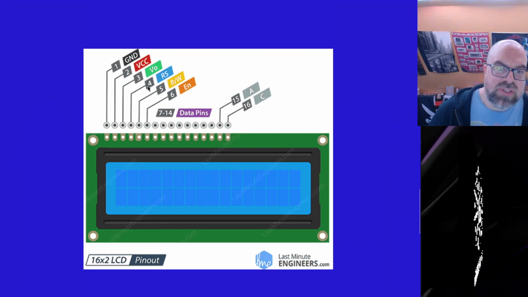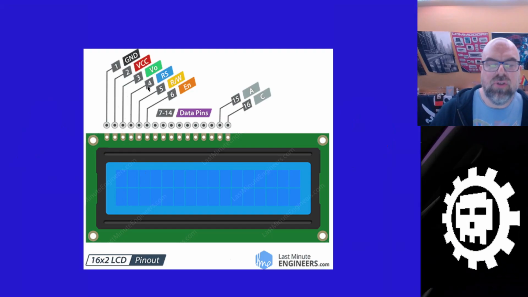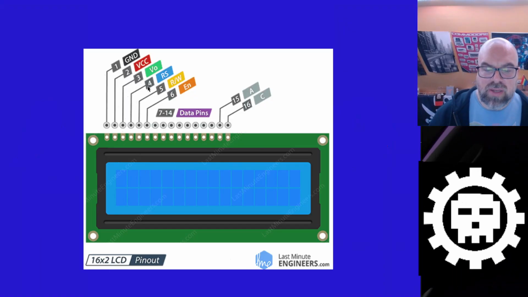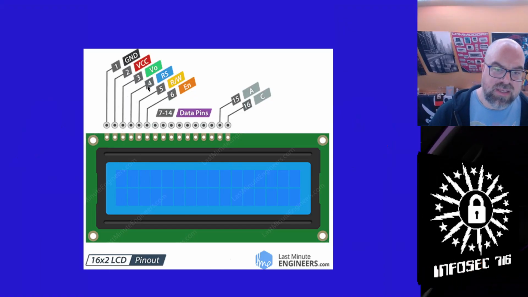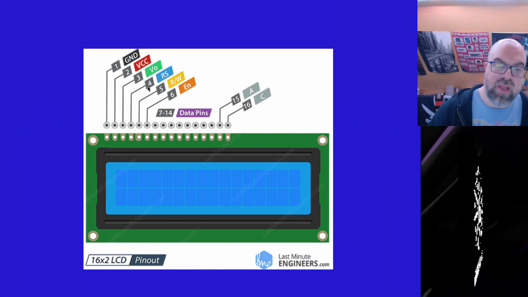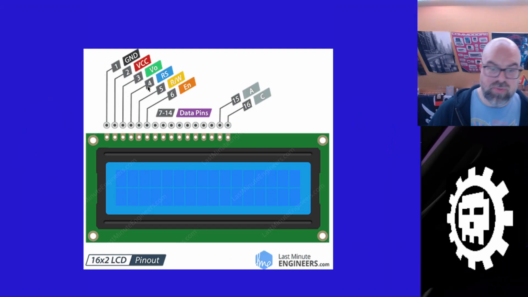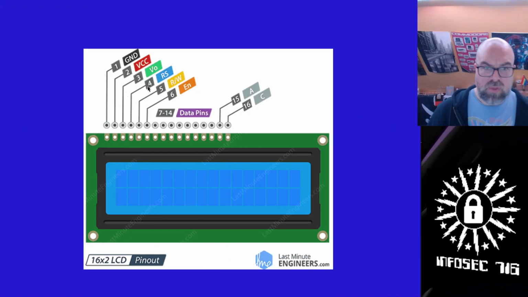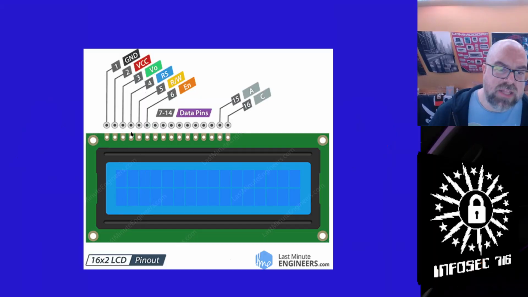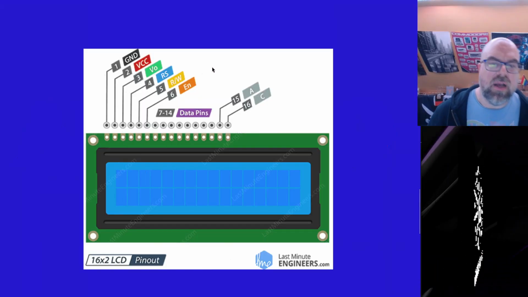RS is register select. That's a pin that determines whether the data coming into the LCD unit, into the 1602, should go into the data register. Is it control data, or is it data that needs to be shown on the LCD? Right, there's a register that determines which sort of memory buffer it goes into, and that's what's hooked to pin 4. Pin 5 is read-write.